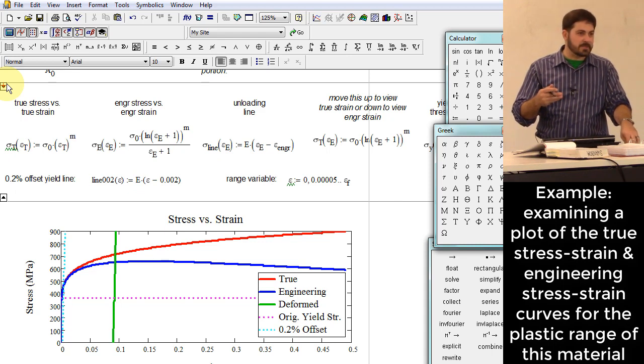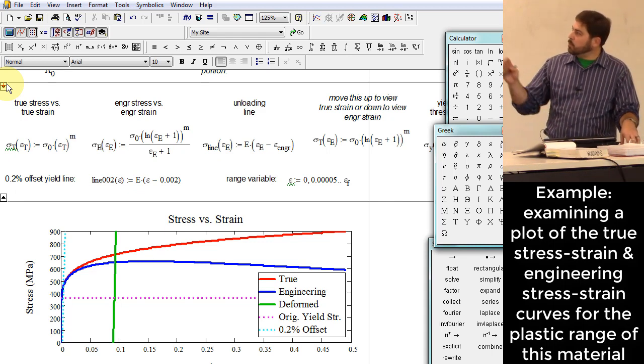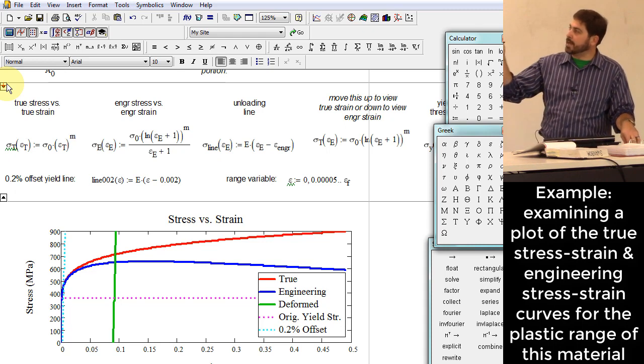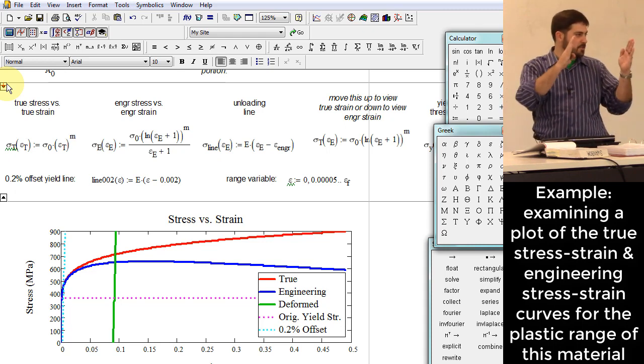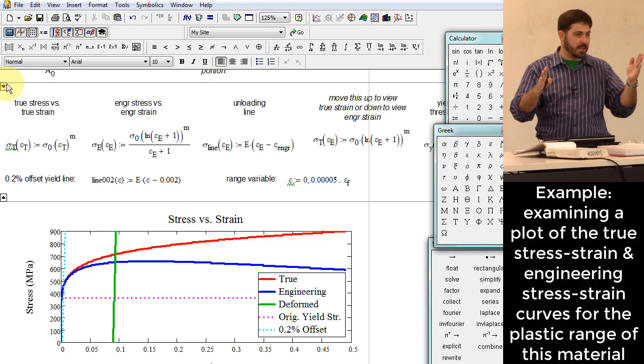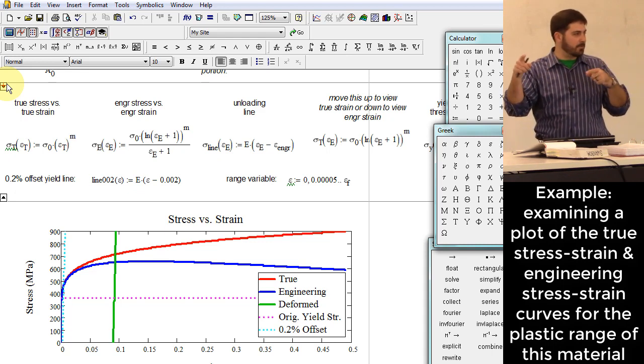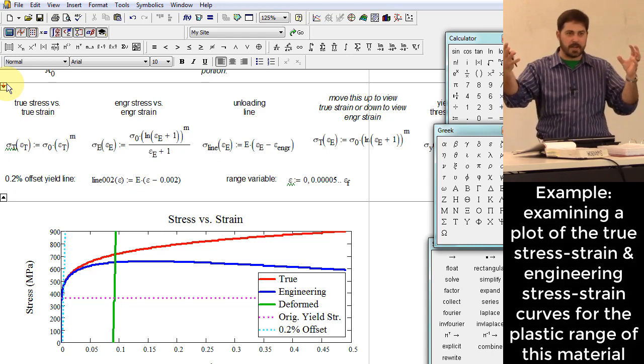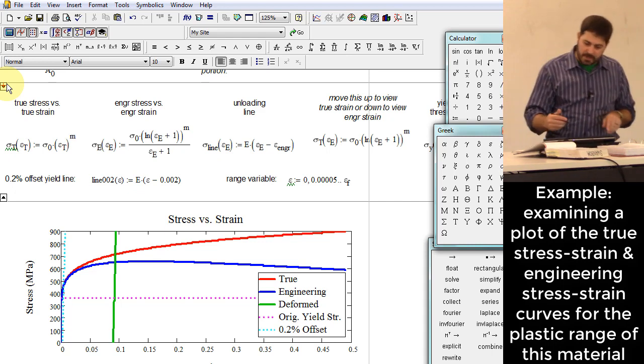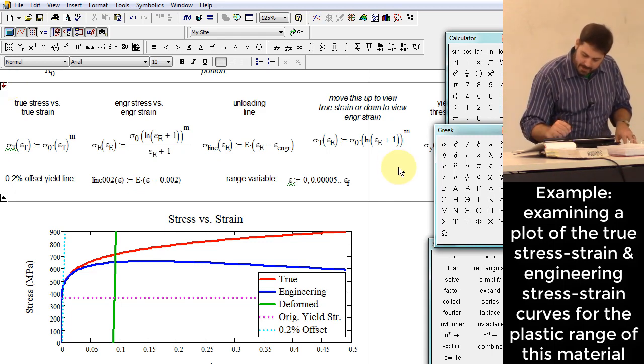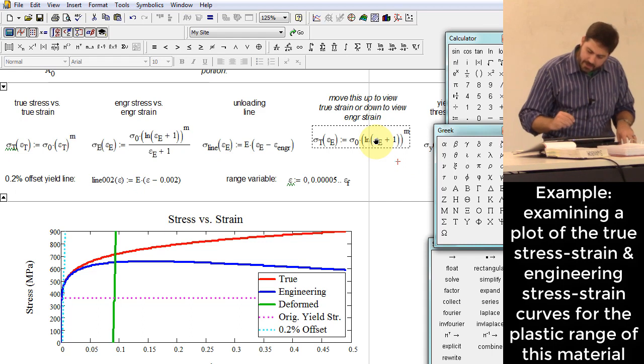There's two different options there. It's one of those that if you want to compare a particular strain value and be consistent from engineering strain to true strain, you might want one thing. But if you want the curve to look proper for being true stress versus true strain, you might want the other thing.